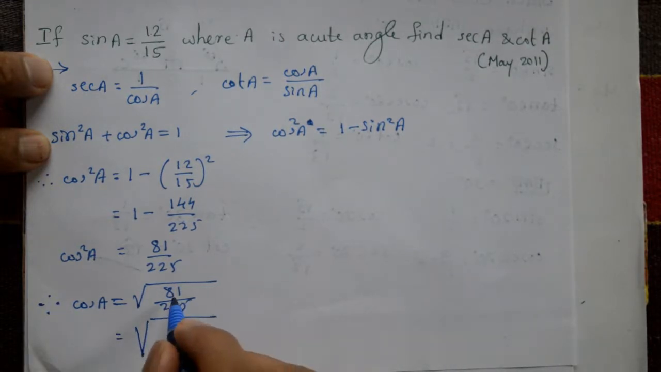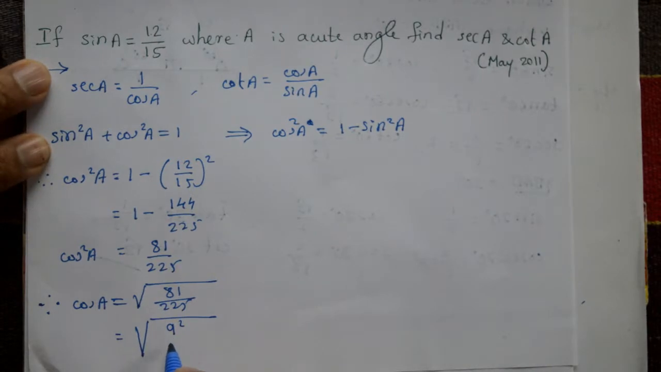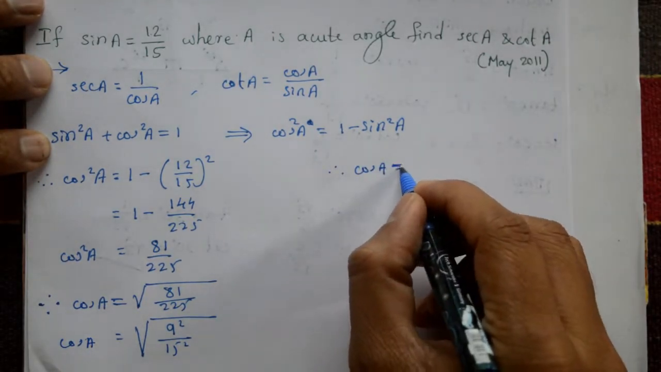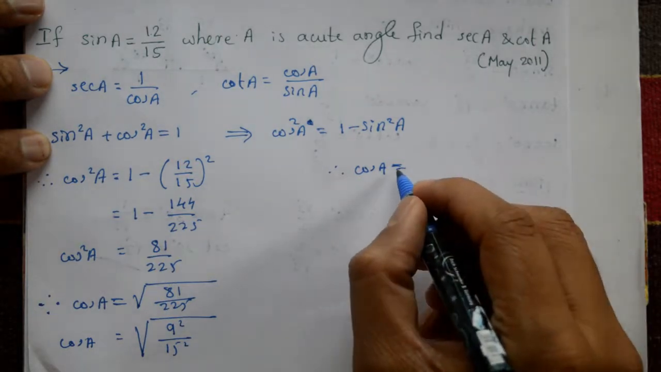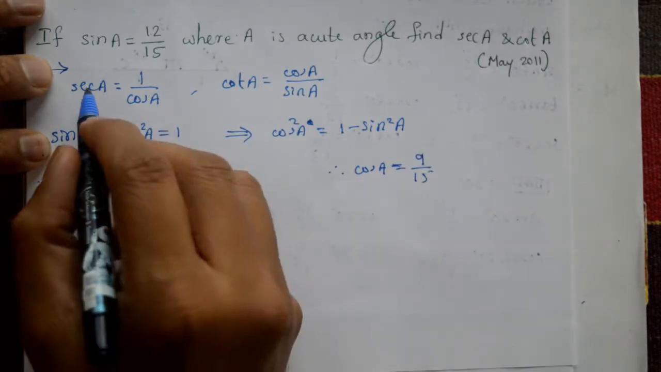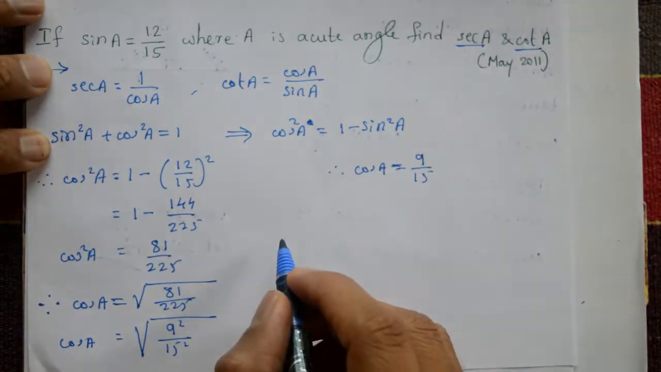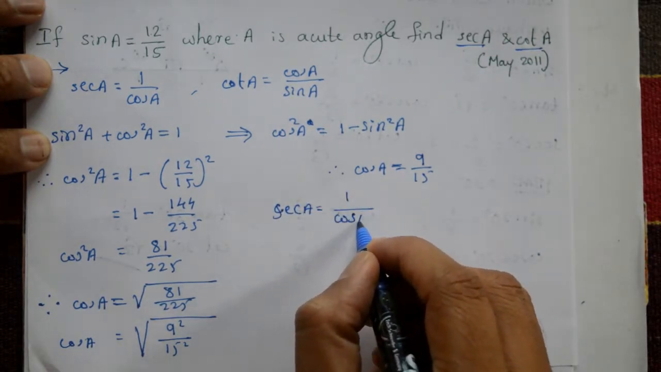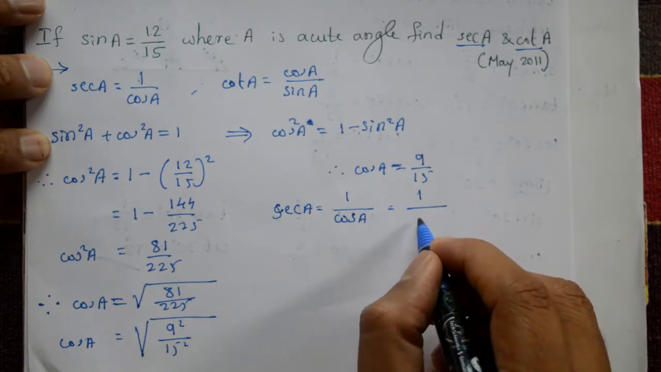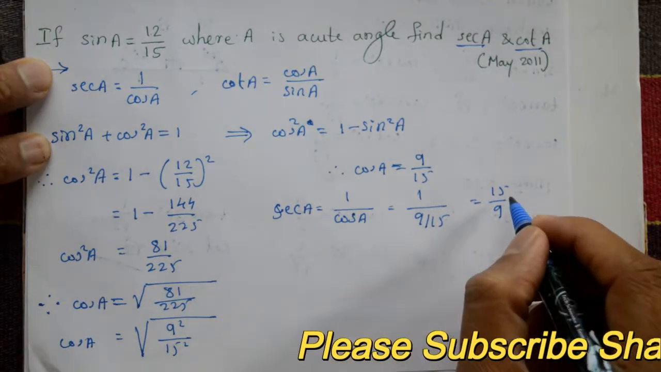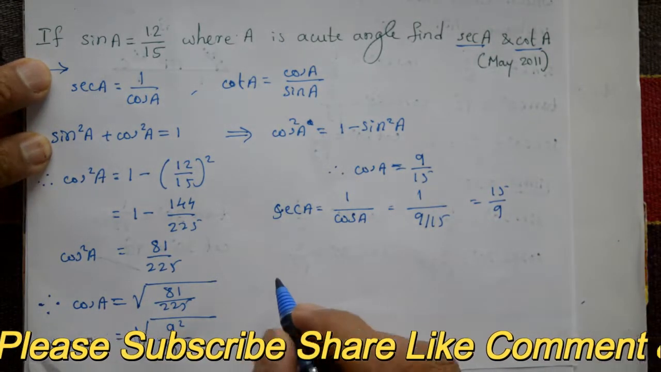You know that 81 is 9 square, correct, and this is 15 square. Now therefore cos A is equal to the square root, and the square is cancelled, only remaining cos A is equal to 9 by 15. We get cos A. Next we require secant and cot. Now secant A is equal to 1 upon cos A, or 1 upon 9 by 15, or 15 by 9. Secant A is equal to 15 by 9.